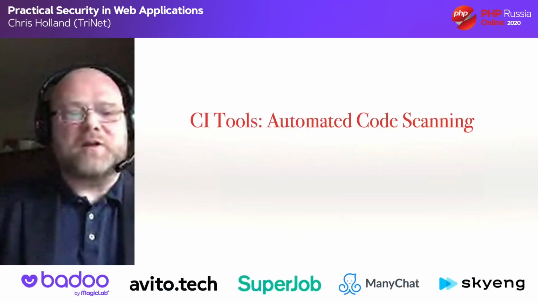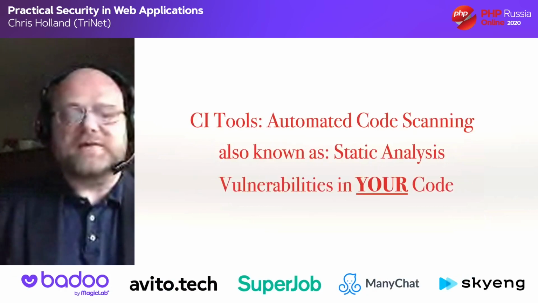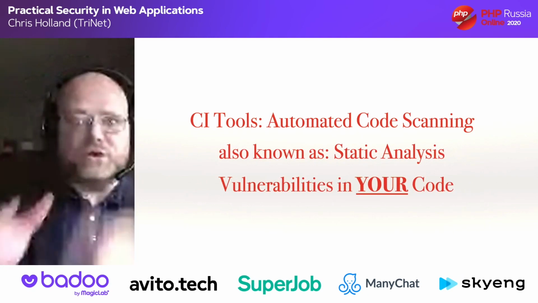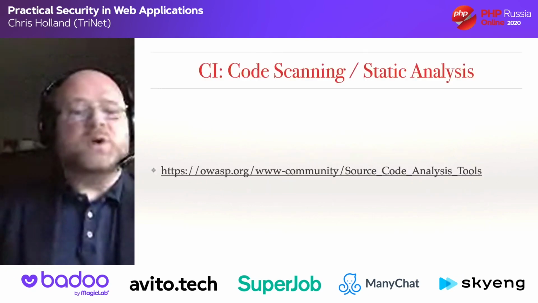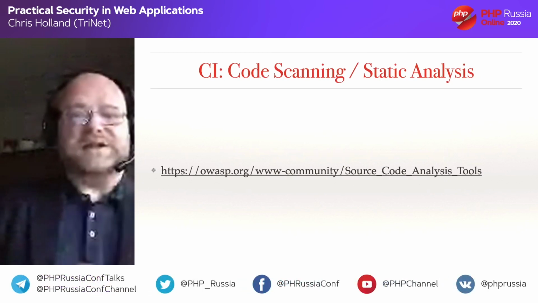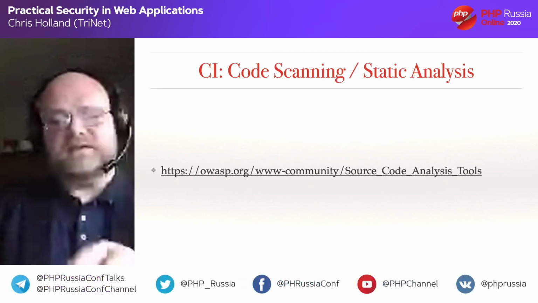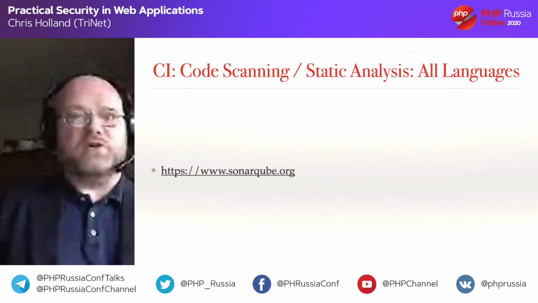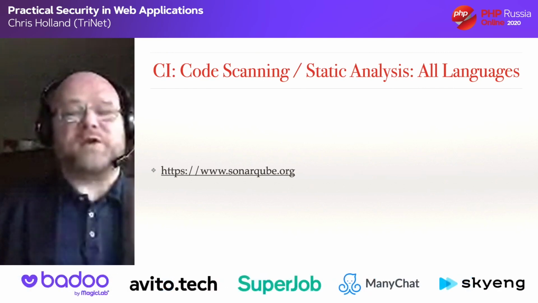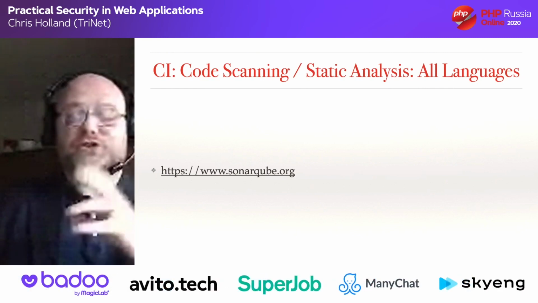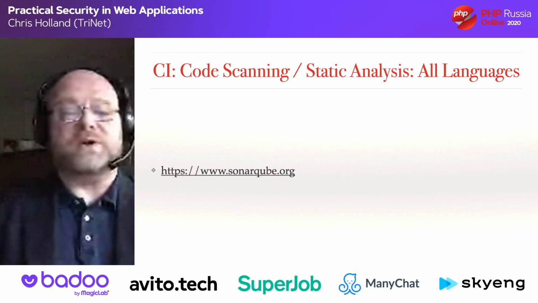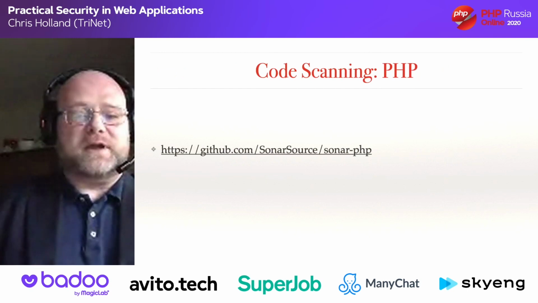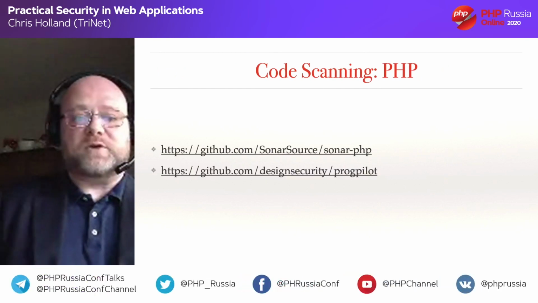Okay, so let's look at automated code scanning, also known as static analysis. These are vulnerabilities in your code, not third-party code, your code. So the OWASP project has a list of source code analysis tools. This is a link to it. I've been using SonarQube at my work. It works great. It's a framework that works with nearly just about all languages. There's a plugin for every language out there. And so we use the Sonar PHP plugin with SonarQube, and it's been working.